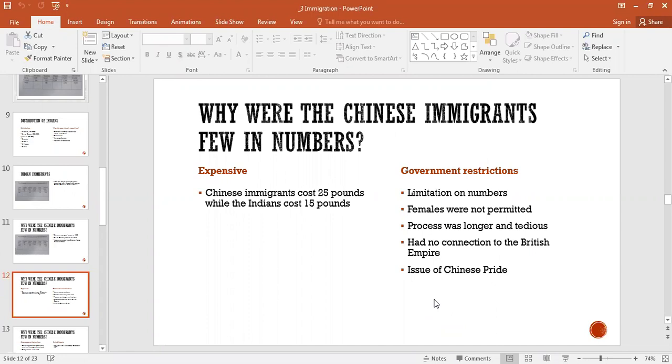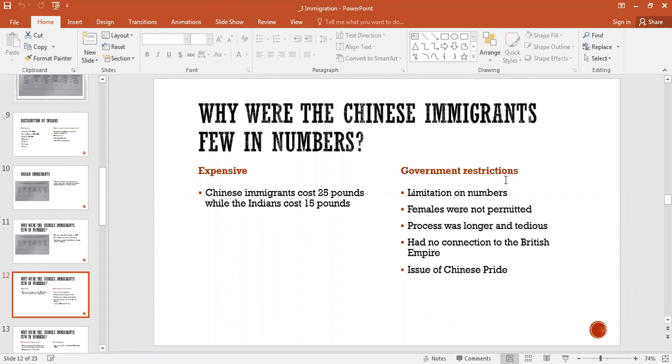But in China, we can see Chinese pride. Chinese are very proud people. So when we look at the restrictions, they are going to place a lot of restrictions on people who want to travel to the Caribbean to work. So one is that they're going to limit the numbers. They're going to have a quota. All right. So there's going to be a quota to restrict the numbers.